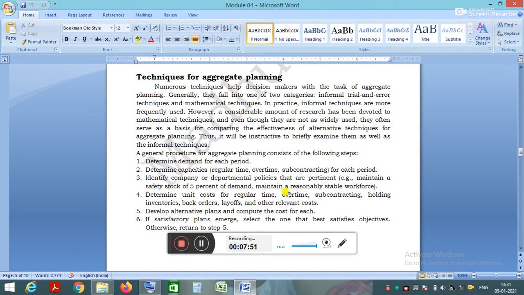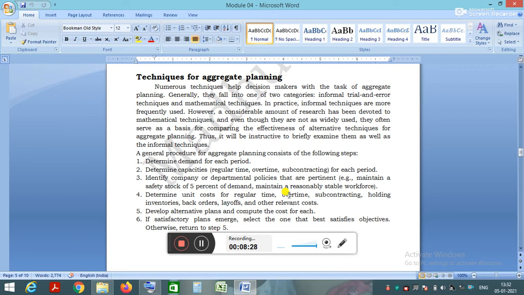The next one is, once he came to know the policies and the costs, he has to develop alternatives and compute the cost. He has to find the cost in each alternative and compare those alternatives. If satisfactory plans emerge, select any one. If satisfactory plans do not emerge, then follow the above 5 procedures again. Repeat the procedure until we get a satisfactory plan.